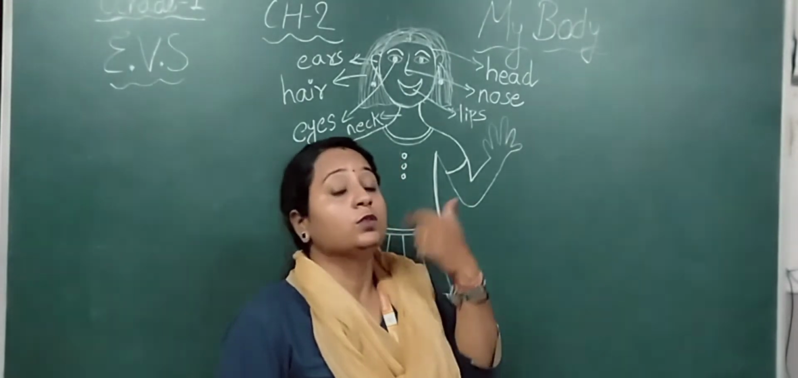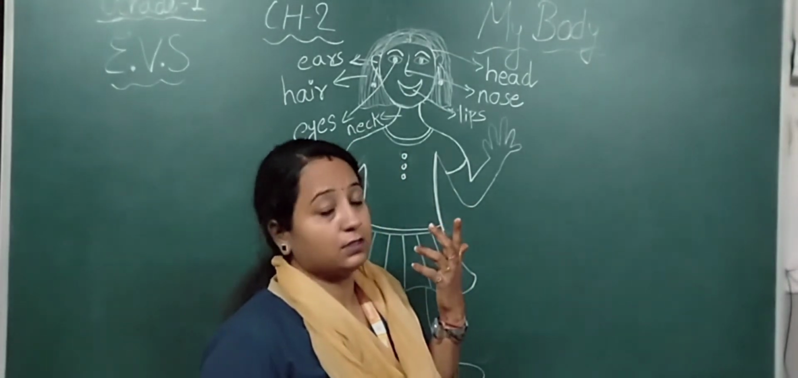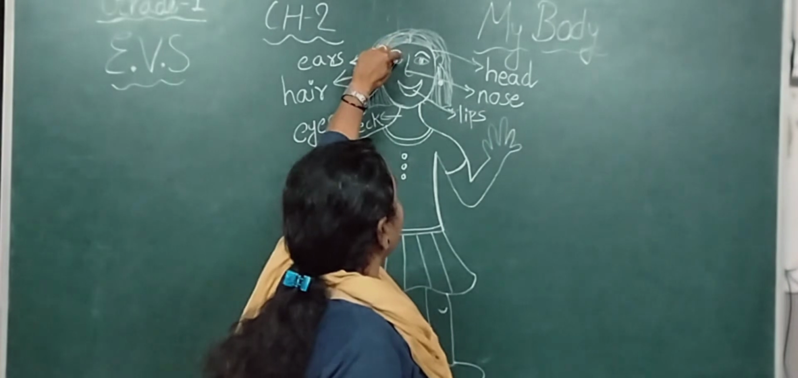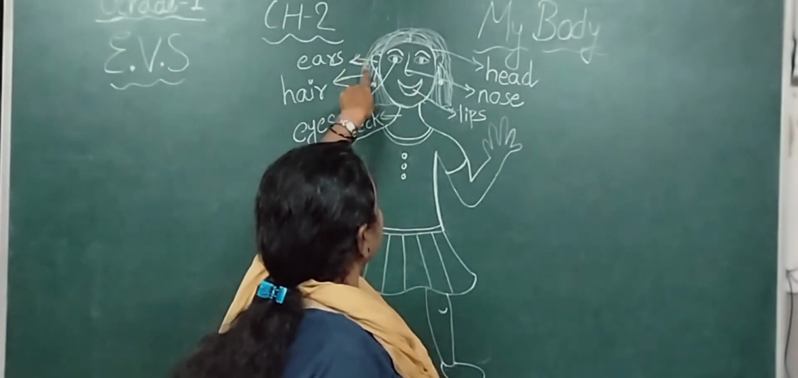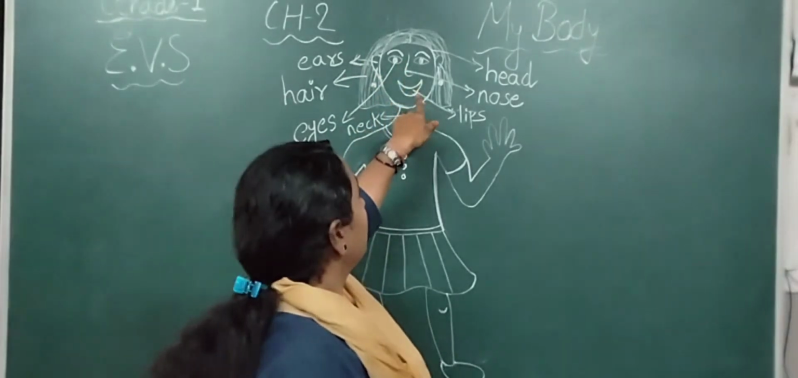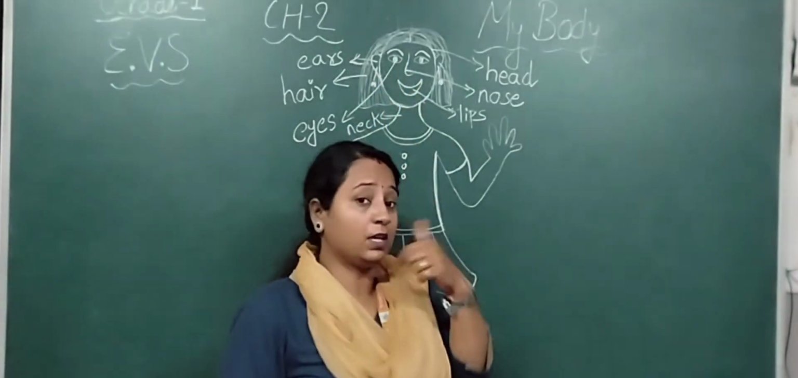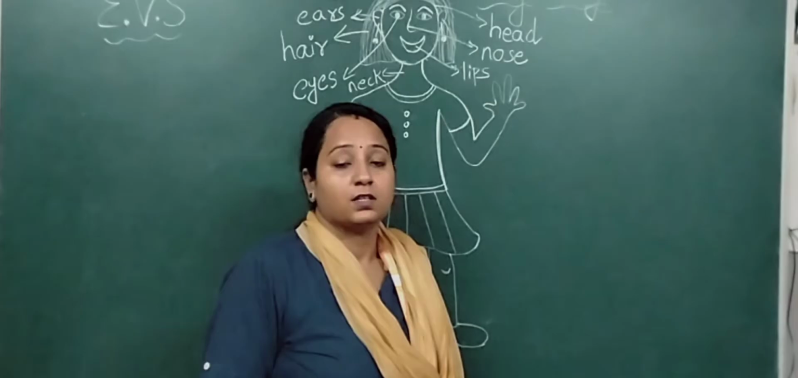तो ये जो face है, इतना पूरा, इसको क्या बोलते हैं? Face. तो face में क्या-क्या आता है? Hair, head, forehead, eyes, eyebrows, ears, nose, mouth. तो ये सब part क्या है? Face के part.